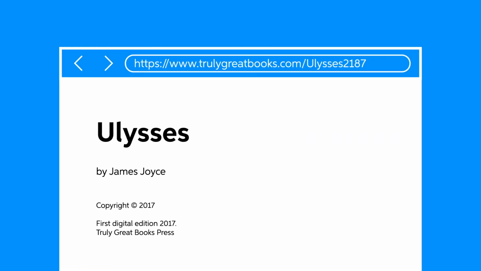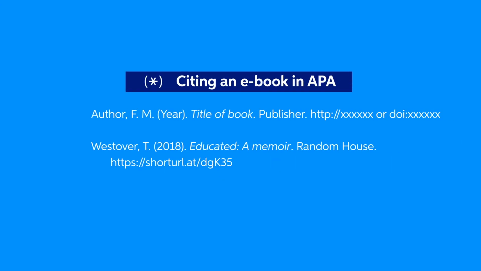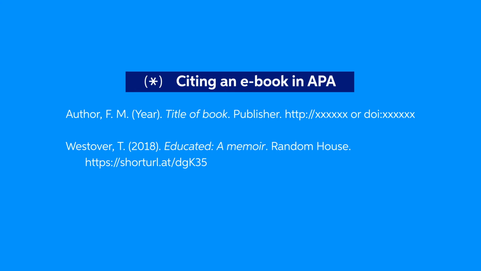If you're citing an ebook that you found online, from a database, or from an e-reader, you'll need the URL or the DOI link for the site that you got the book from. APA allows the use of shortened URLs and DOIs in your references. An ebook reference looks the same as the regular book reference, except that it has a URL or DOI at the end.